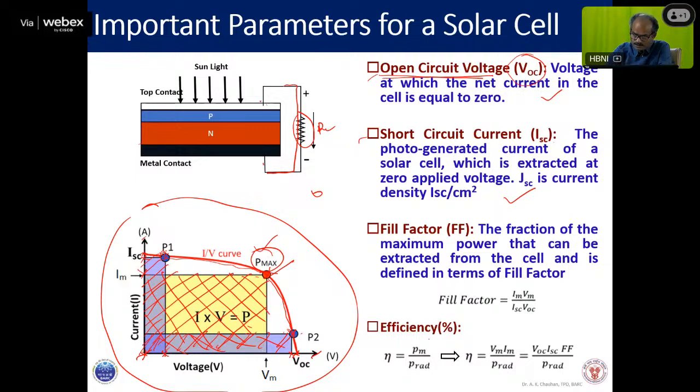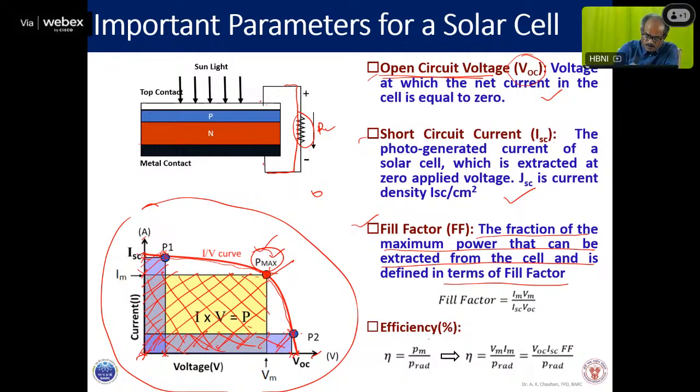So this point, the P max point, is now important in defining the fill factor. What is fill factor? Fill factor is the fraction of maximum power that can be extracted from the solar cell, and it is defined as the fill factor.